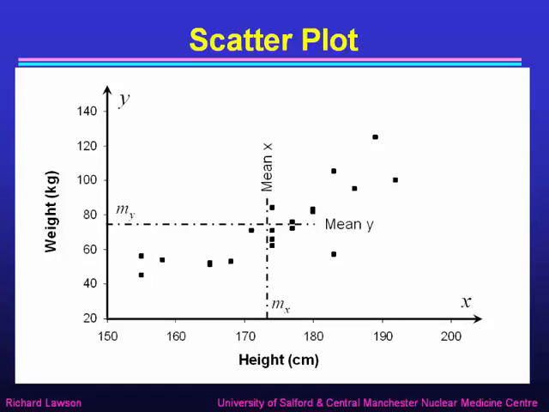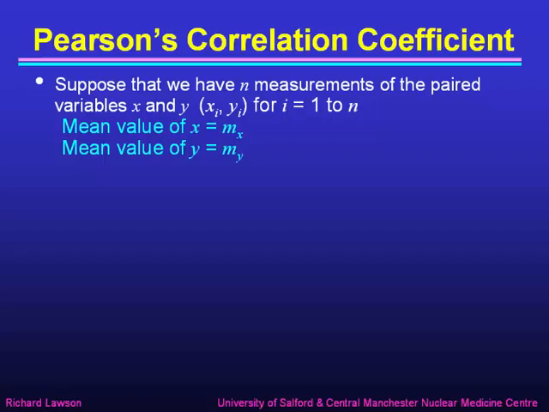We already know how we can calculate the mean of a quantity, so if we take all the x measurements, or the heights, we can calculate the mean height, the mean x, which has the value of mx. But we can do exactly the same thing for the weights. Looking at the y values, we calculate the average of all the y's. The mean y is my on this graph. What we're interested in is correlation, not just the mean x and the mean y, but how those two are related. And we do that using something called Pearson's correlation coefficient.